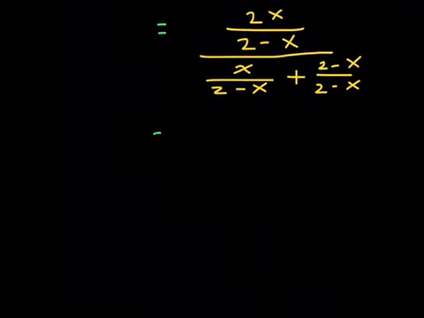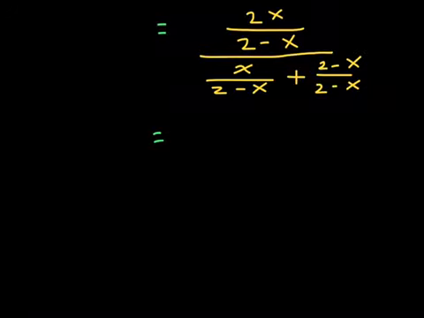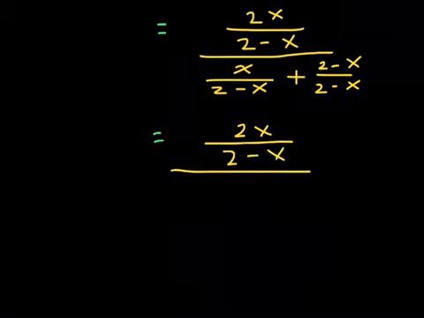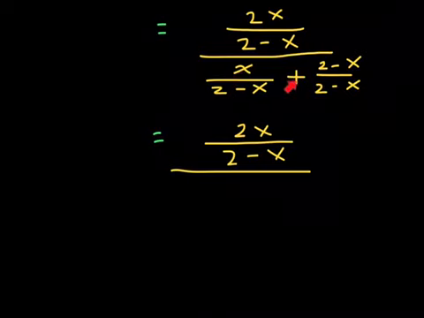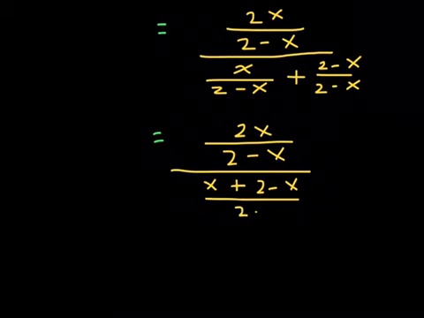So equals, let's go. The numerator is 2x over 2 minus x. And for the denominator, we're able to add these two fractions together now to be one fraction. Keep in mind, when you do this, you're going to have x plus 2 minus x over the common denominator of 2 minus x. By the way, this is called a complex fraction because it's a fraction within a fraction, right?